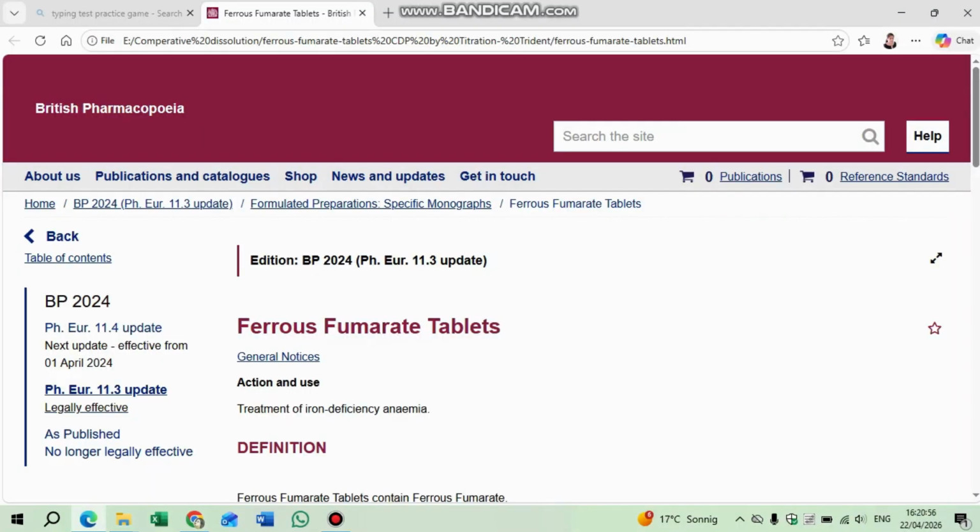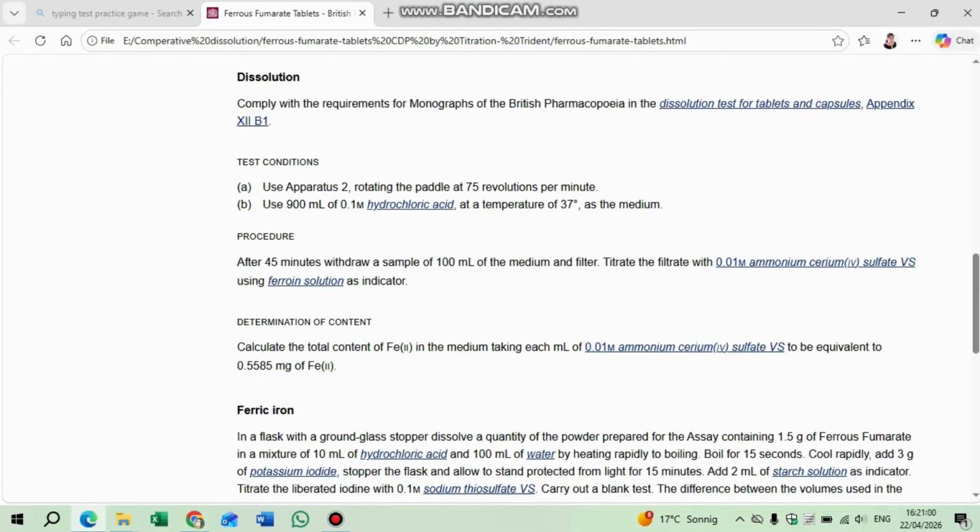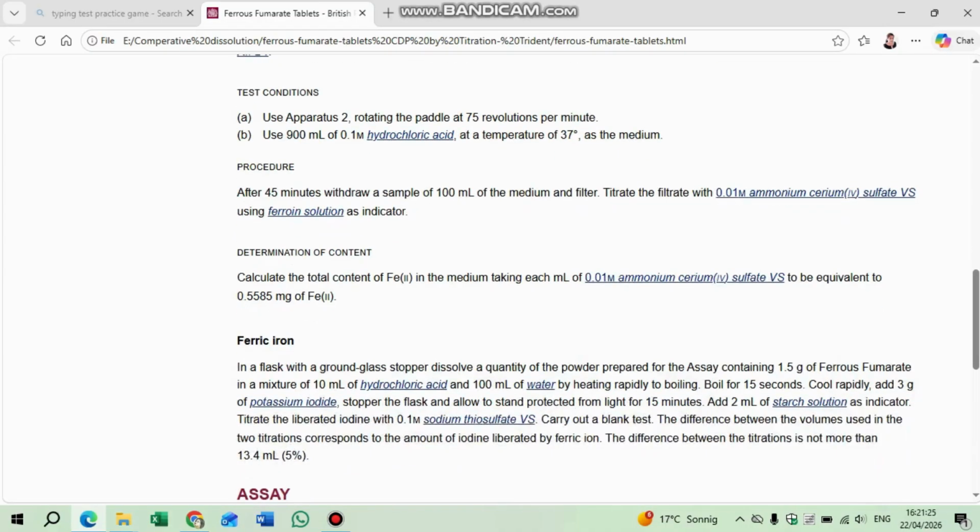Now, quickly start. I open the Ferrous Fumarate Tablets BP monograph. Let's see the dissolution procedure. Test condition: use apparatus 2, rotating the paddle at 75 revolutions per minute. Use 900 ml of 0.1 molar hydrochloric acid at a temperature of 37 degrees Celsius. After 45 minutes, withdraw a sample of 100 ml of the medium and filter. Titrate the filtrate with 0.01 molar ammonium iron(II) sulfate VS, using ferroin solution as an indicator.